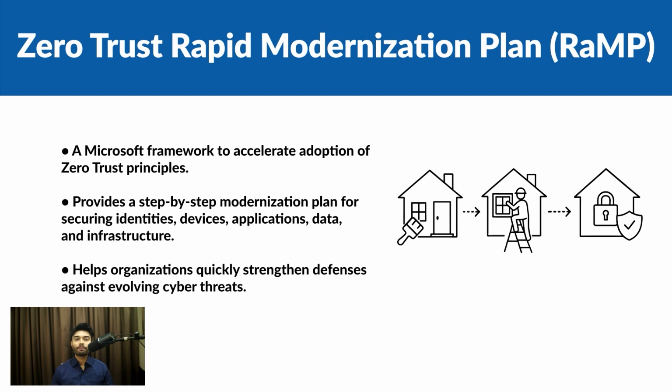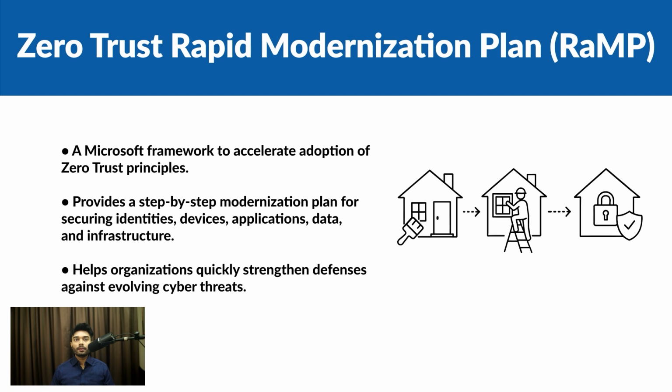In Microsoft Security, the Zero Trust Rapid Modernization Plan, that is RaMP, guides organizations through a step by step journey to quickly adopt Zero Trust by focusing first on identities, then devices, and finally applications and data.